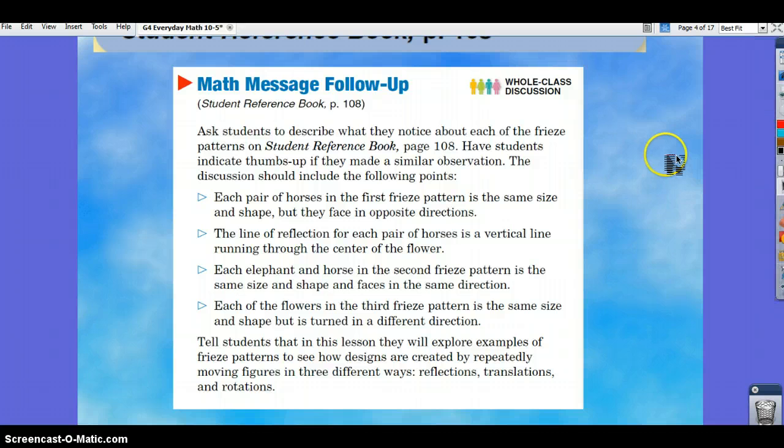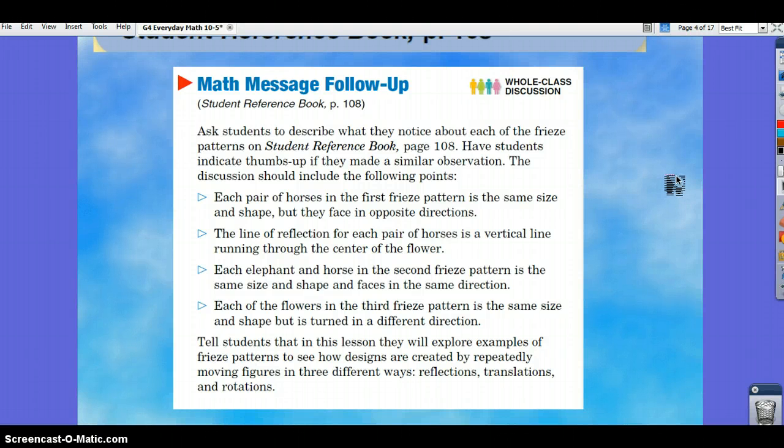What did you notice about each of the frieze patterns on student reference book page 108? Hopefully you noticed that each pair of horses in the first frieze pattern is the same size and shape, but they face in opposite directions. The line of reflection for each pair of horses is a vertical line running through the center of the flower. Each elephant and horse in the second frieze pattern is the same size and shape and faces in the same direction. Each of the flowers in the third frieze pattern is the same size and shape but is turned in a different direction.